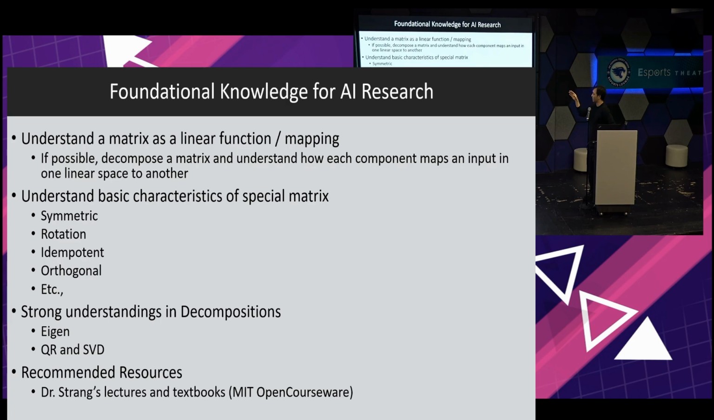And there are some special matrices, like a symmetric matrix, rotation matrix, idempotent matrix, orthogonal matrix. Understand the basic characteristics of those matrices, because they all come out in the architecture at one point. And decomposition is also very important, because when it comes to LoRA, you probably hear about decomposition ideas. And if you want to know about linear algebra, go to the MIT OpenCourseWare and search for Dr. Strang's lectures and textbooks.